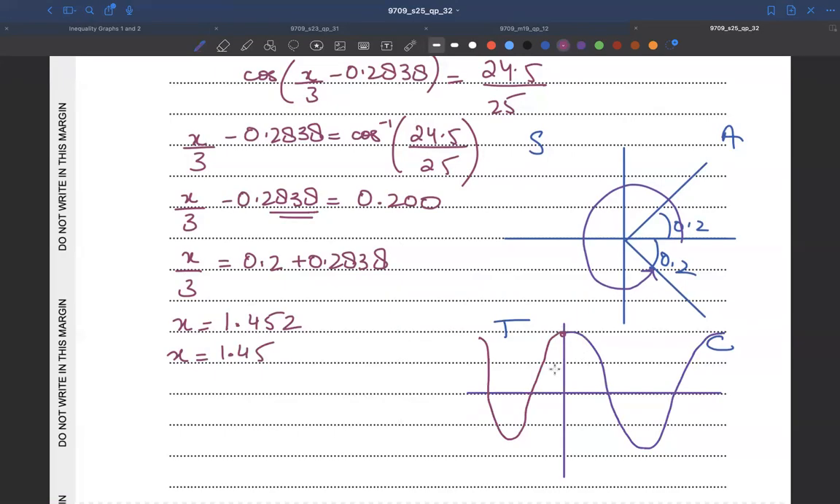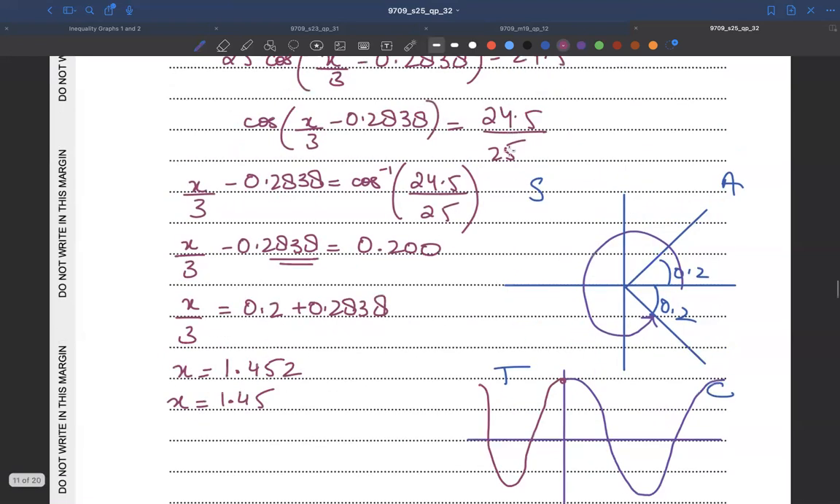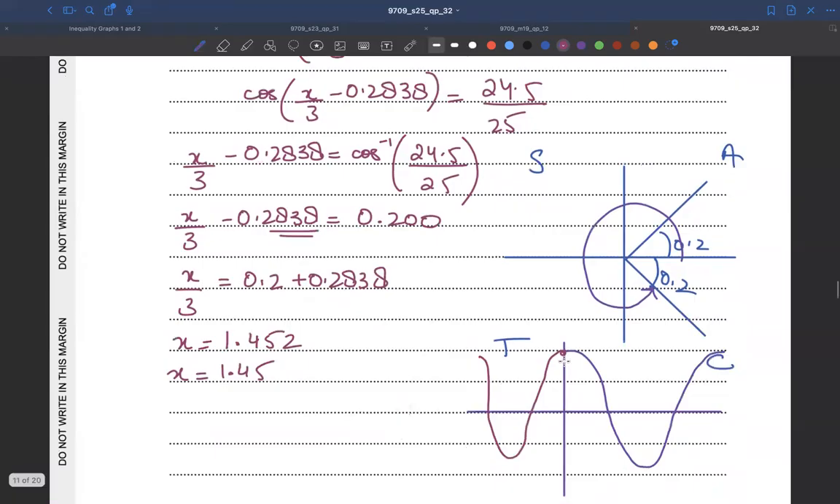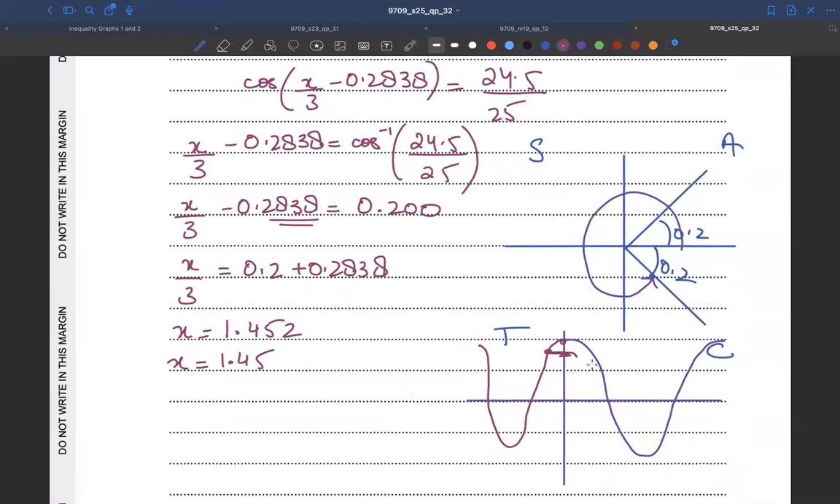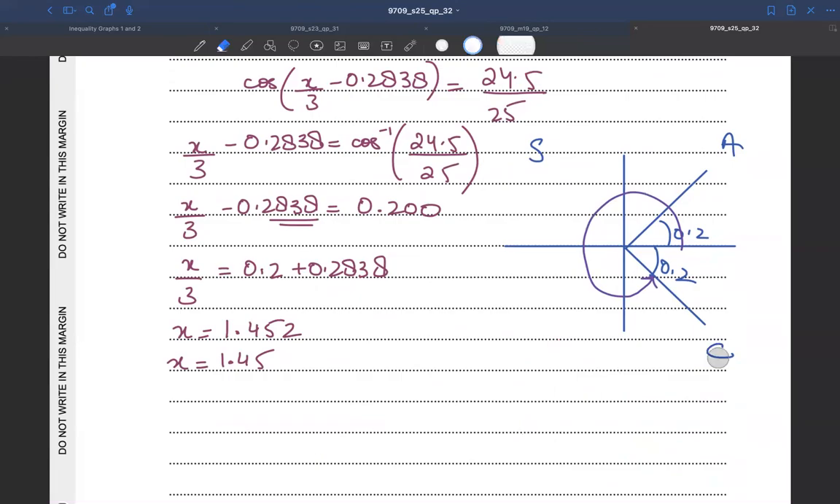So actually what that means is that when this is equal to 24.5 upon 25, that is around 0.9 something. So maybe one of the solutions has moved to the positive side. So what we can do is take the negative value as well and check if it lies in the range. So what we can do is check with negative 0.200 as well. And we'll get x upon 3 is equal to negative 0.2 plus 0.2838, and then x would be equal to, so we'll put this in the calculator, minus 0.2 plus 0.2838, and then multiply by 3.